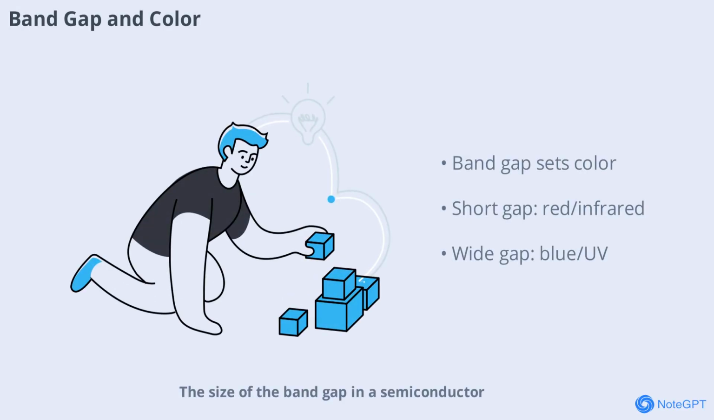The size of the band gap in a semiconductor determines the color of light it can absorb or emit. Materials with larger band gaps emit higher energy, shorter wavelength light like blue or ultraviolet. Smaller band gaps emit lower energy, longer wavelength light like red or infrared. This principle is used in everything from LED displays to solar panels, where precise control of light is essential.